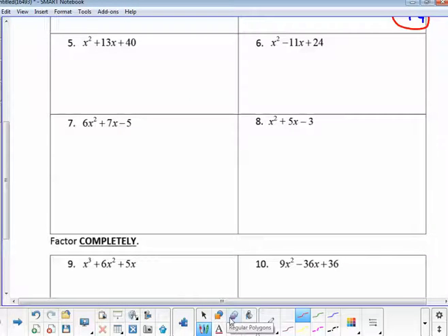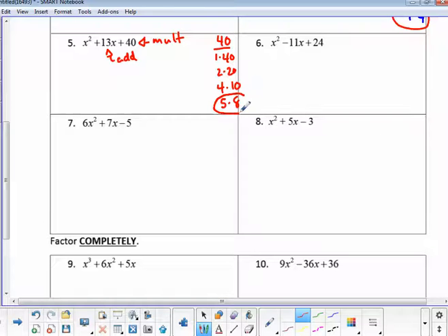Okay, problem 5 is the same kind of problem. You need 2 numbers that multiply to give you 40 and add to give you 13. So I just like to list all of the numbers that multiply to give you 40. 1 times 40, 2 times 20, 4 times 10, 5 times 8, and then you can find the pair that adds to 13. It's this pair.